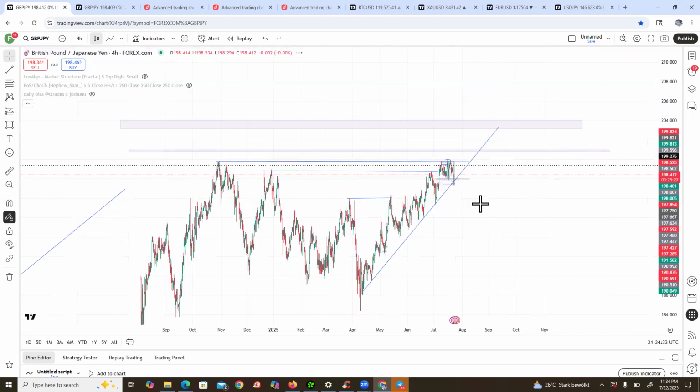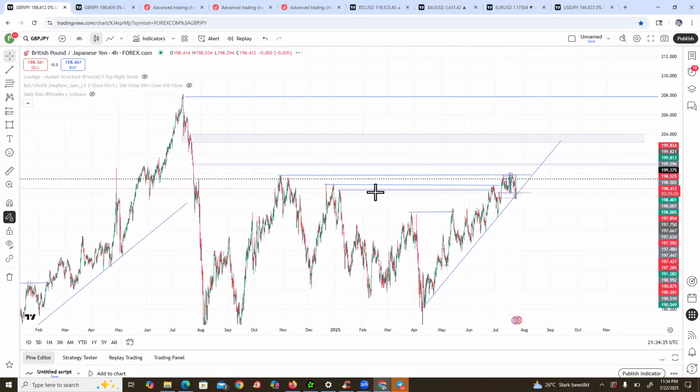Now from the 4 hours time frame, all these lines were from the daily time frame, right? All these lines we are seeing here, this is the liquidity that was cleared from the daily time frame. So now, if you look at this, all this high, they are all liquidity. All this high you are seeing here, they are all liquidity.